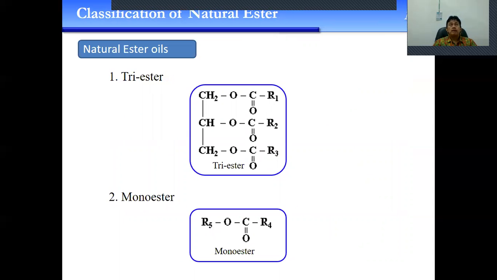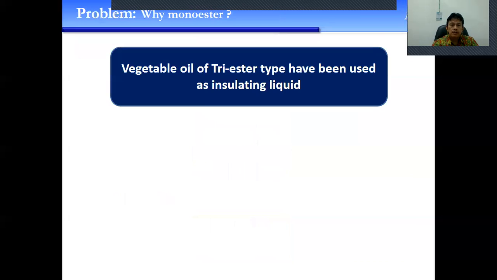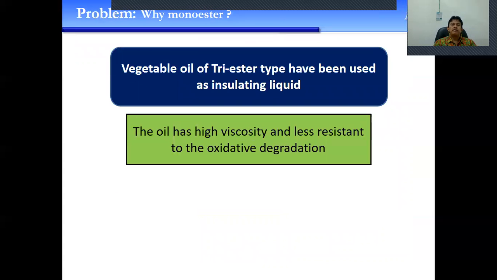Natural ester can be classified into two categories. They are triester and monoester. The problem now is why monoester? Actually, vegetable oil of the triester type has been used as insulating liquid in transformers now. But the oil has high viscosity and is also less resistant to oxidative degradation.